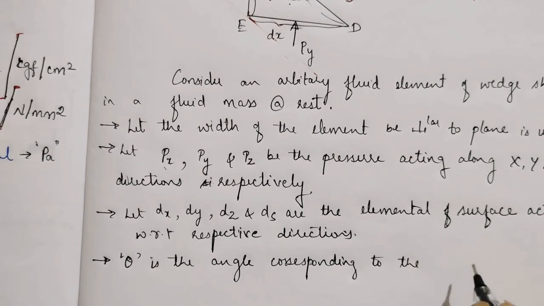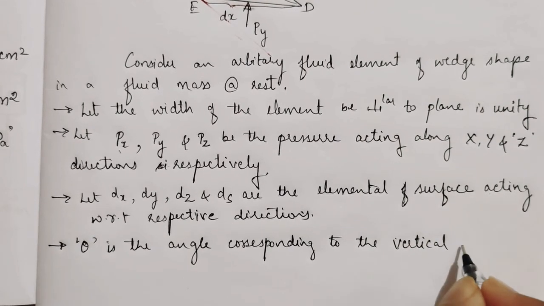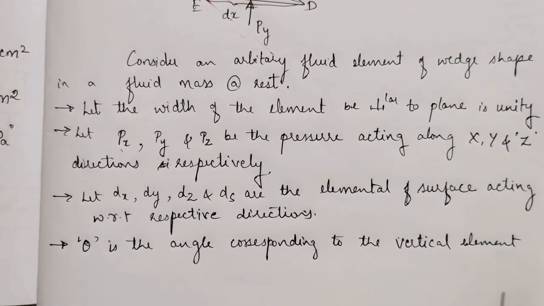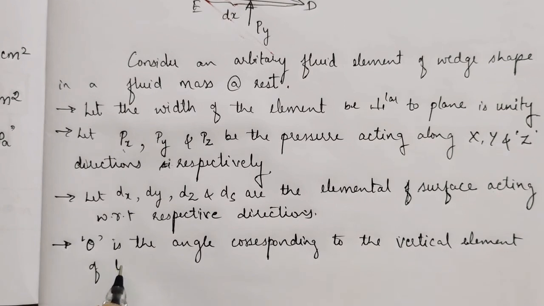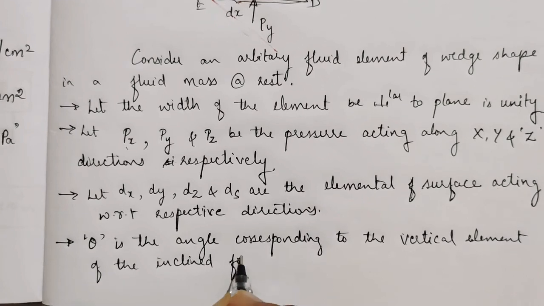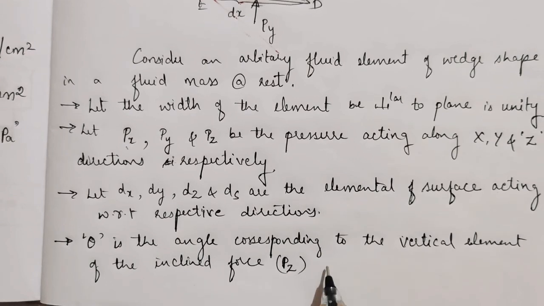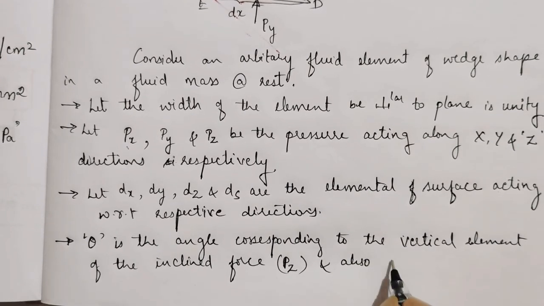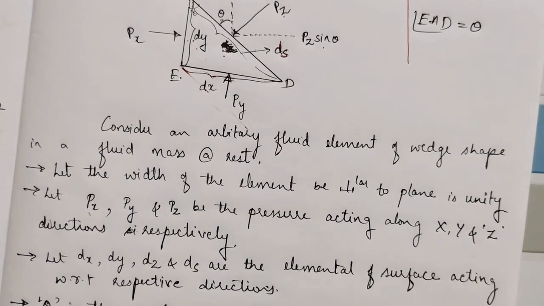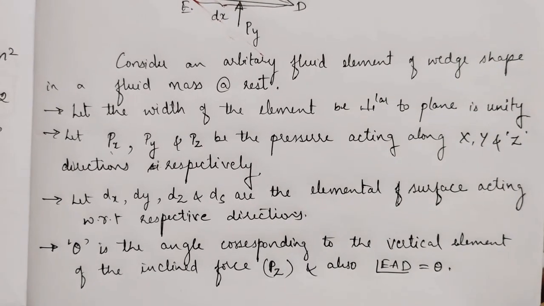to the vertical element, or its resolved force, the vertical element of the inclined force. What is that? PZ. And also angle EAD. Angle EAD is equal to theta. Okay, so I'll sum up.